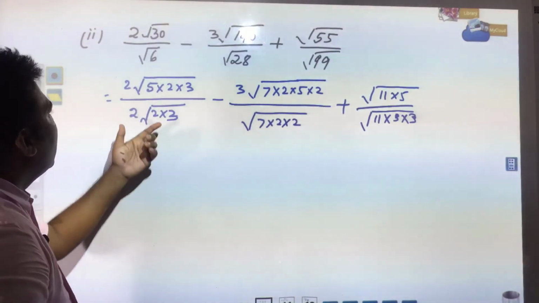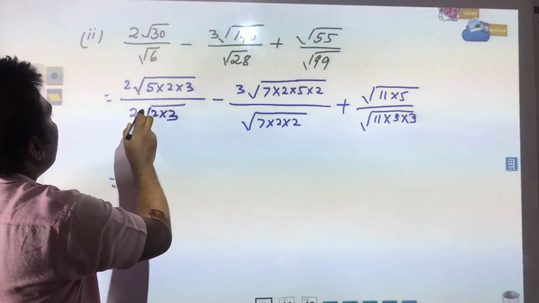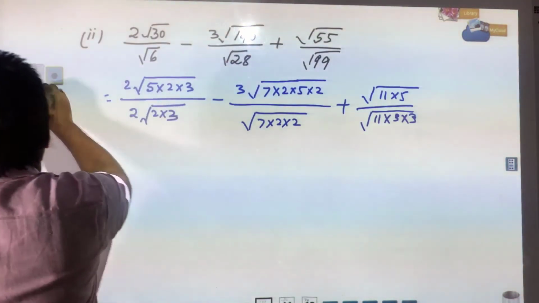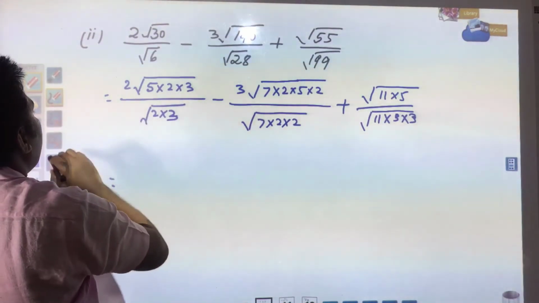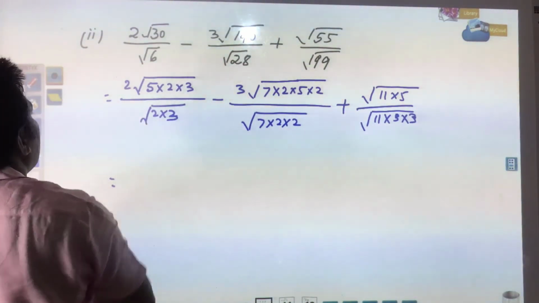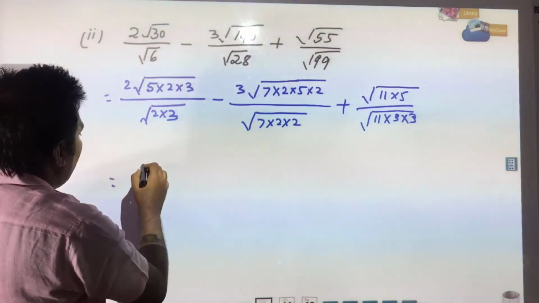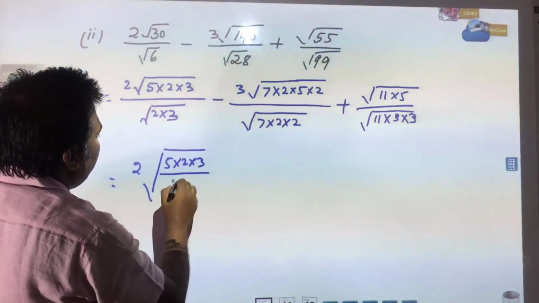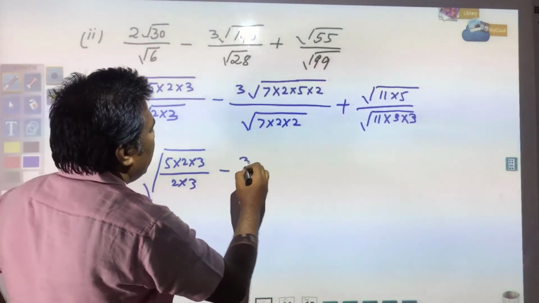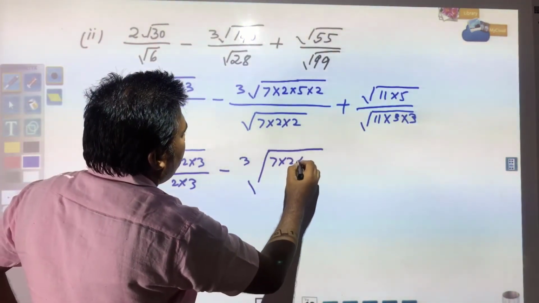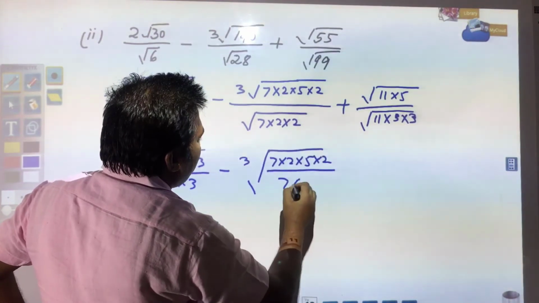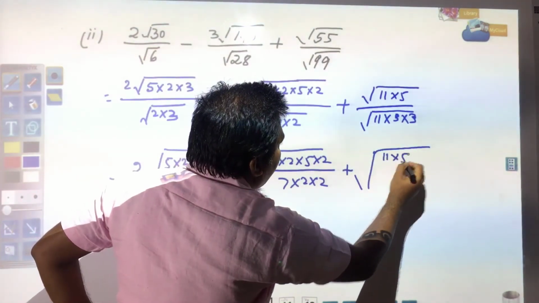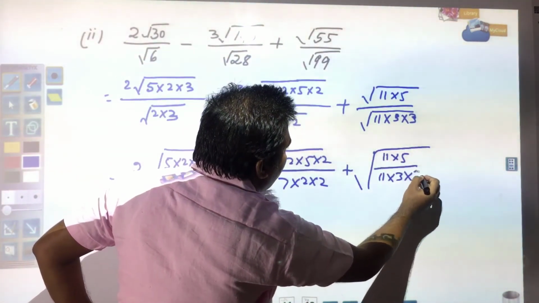Now, you see, 2 you do not have here. Together it can be written as 5 into 2 into 3 divided by 2 into 3, minus 3 into 7 into 2 into 5 into 2 divided by 7 into 2 into 2, plus root under 11 into 5 divided by 11 into 3 into 3.